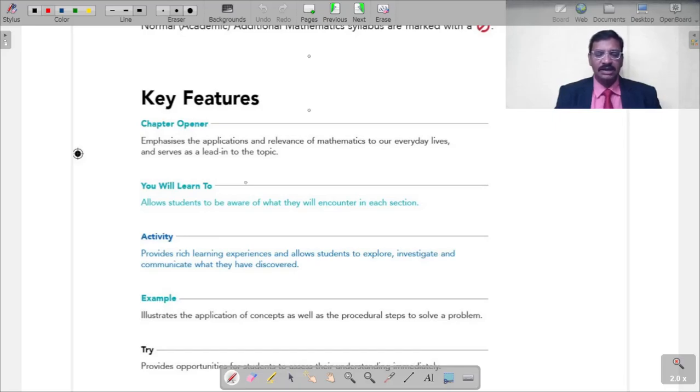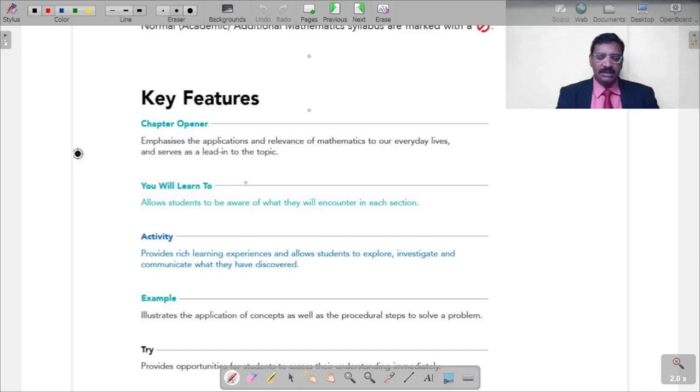And then the third category is the activity. The activity gives a rich experience and allows students to explore, investigate and communicate what they have discovered. This is a practical orientation. Whenever you learn anything, you have to apply it practically, and only then will you be able to learn more. That is why the activity is an important section that gives practical applications, which is exactly the mathematics that will be used down the line in your day-to-day life. When you go into engineering or medicine or any particular field, this activity is the knowledge which is exactly used there.